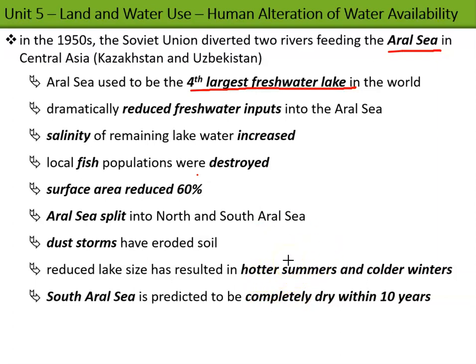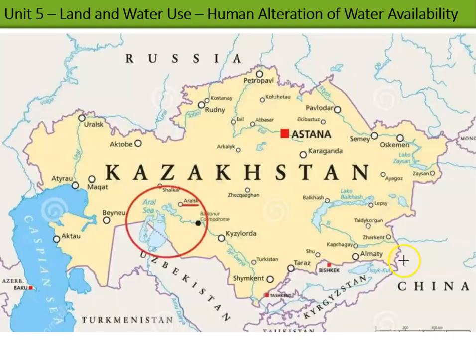and water has a mitigating effect on climate. If you have large bodies of water, they tend to cause the winters to be more mild and the summers also to be more mild, so less extreme. So now in this area they have hotter summers and colder winters because the buffer effect of the Aral Sea is no longer in play. And the South Aral Sea itself is predicted to be completely dry within about 10 years, so they may be lost completely.